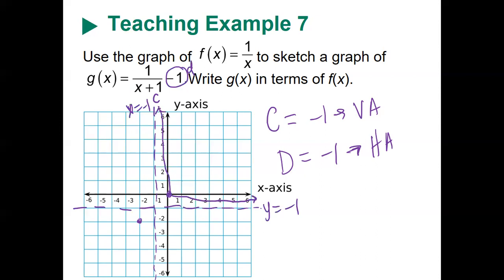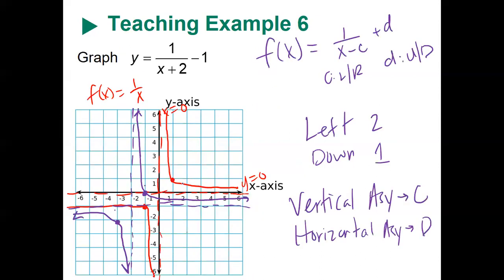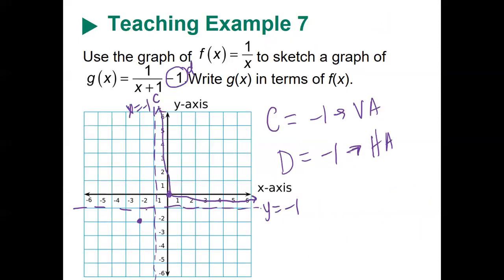Same thing over here. When you look at your parent function, it's always at 1, 1, and negative 1, negative 1. That's where the parent function is. If I plug 1 into this, I'm going to get 1. If I plug in negative 1 to here, I'm going to get what? Negative 1. Remember, functions are something that you can input and get an output. So you can always check if you don't remember. It said to sketch it, but I didn't want to sketch it.